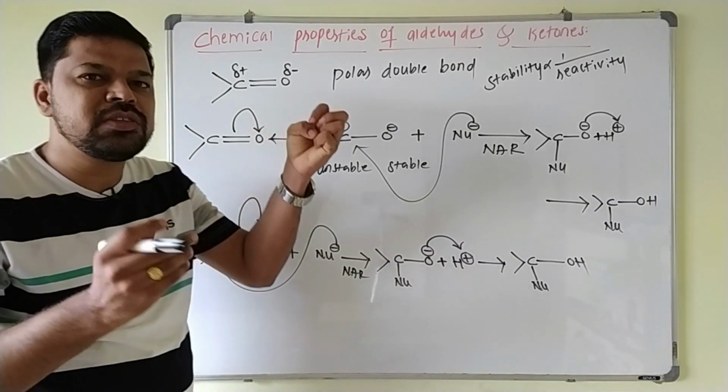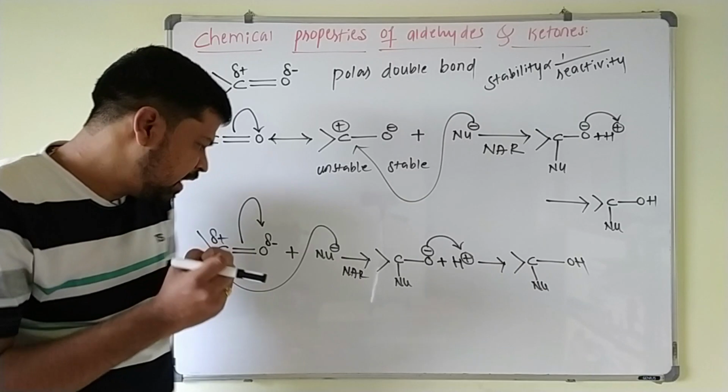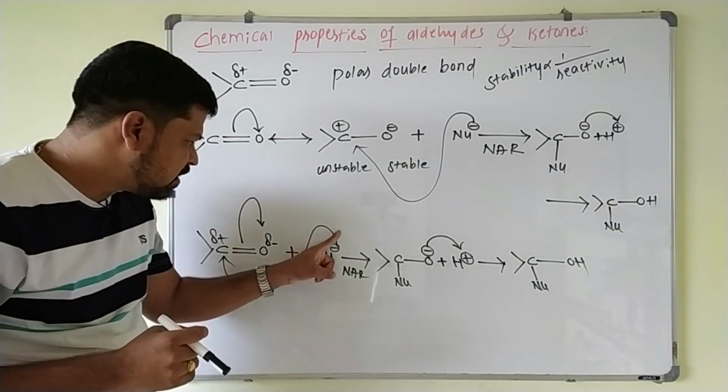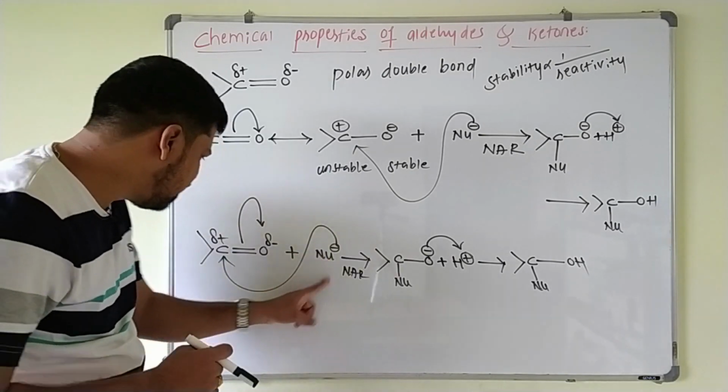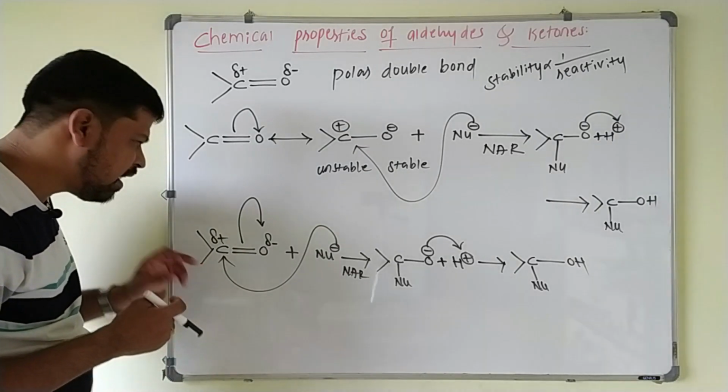Whenever a complete positive charge and a negative charge are there, they will attract readily and combine together. But here the positive charge is weak, so only a strong negative charge will attack this partial positive charge on the carbon atom.